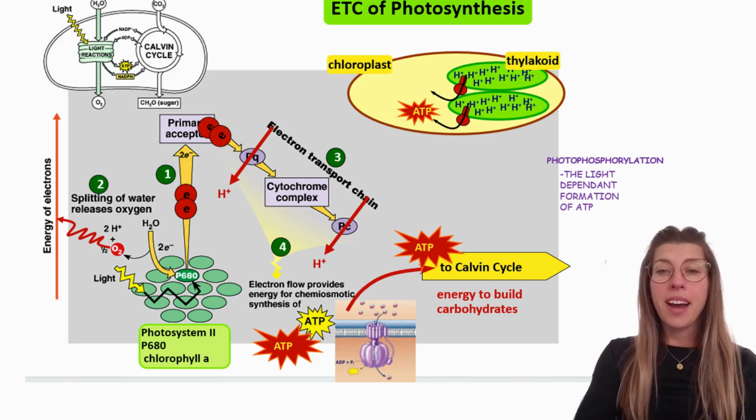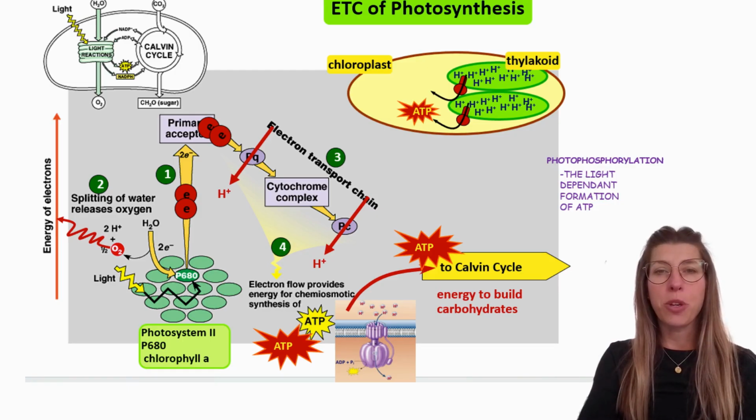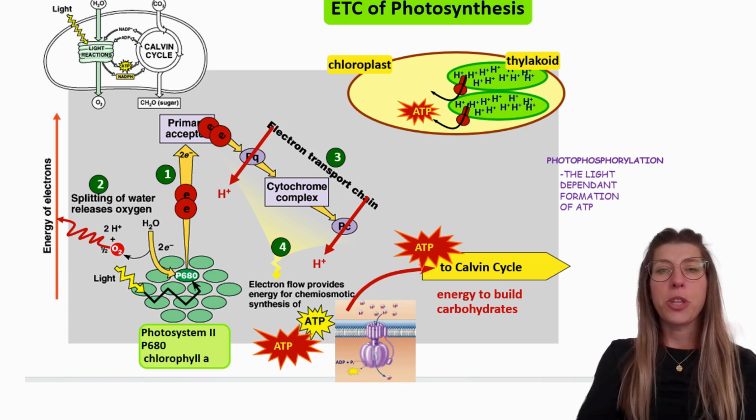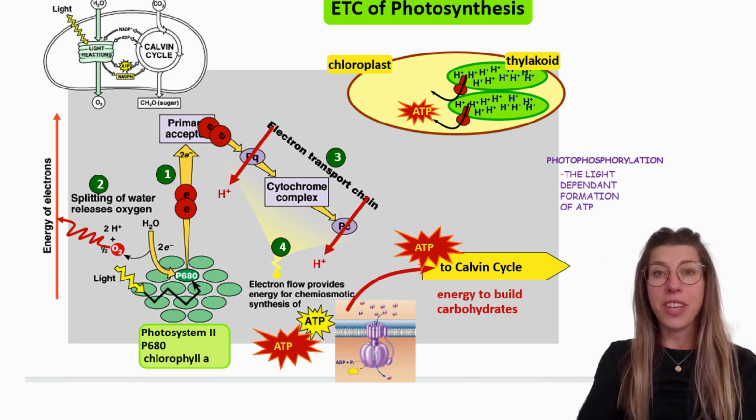And we can see that ATP is produced due to the electron transport chain and chemiosmosis, in this case for photosynthesis. So when ATP is formed due to the input of light from the atmosphere, this is actually called photophosphorylation. And this is the light-dependent formation of ATP. So it's different than the phosphorylation that occurs in cellular respiration, because in this case, it's triggered and facilitated by light exciting those electrons to initiate the electron transport chain to eventually form ATP.